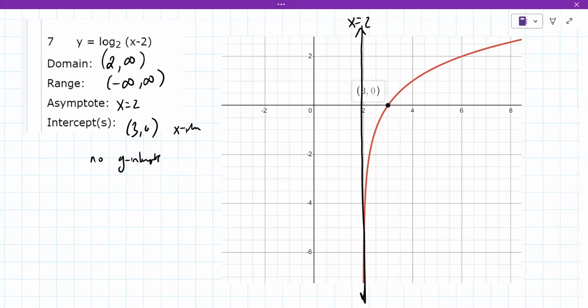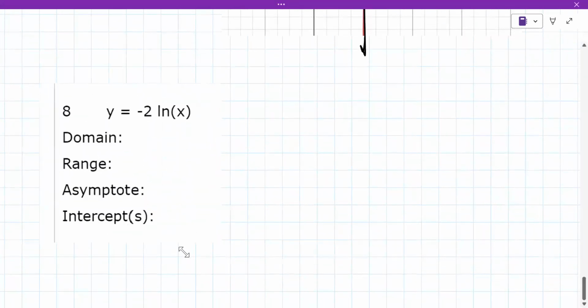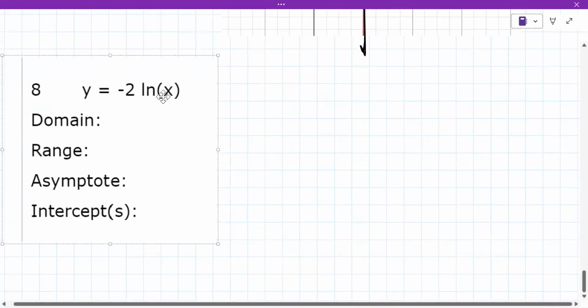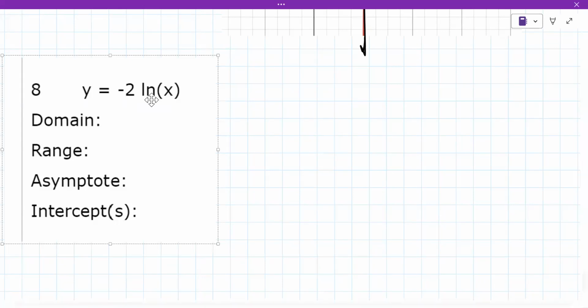Right, so number 8. Number 8 is slightly different. It's no longer log, it's using ln. So you can either type ln when you graph it, or you can go find that calculus function again, but I would just type ln. All right. Go ahead and graph it, and I'll do the same.